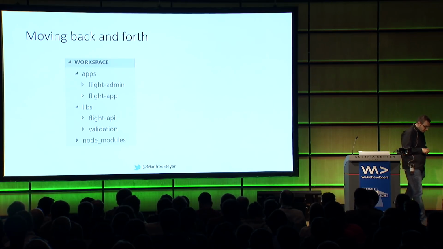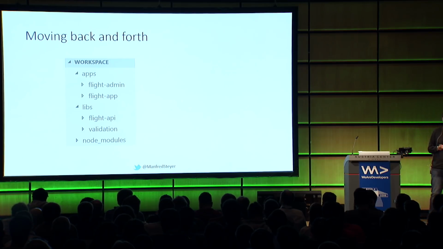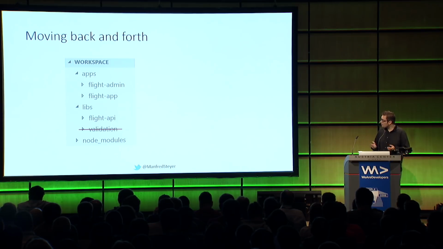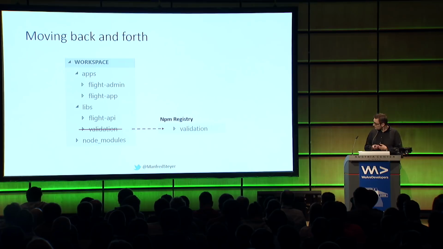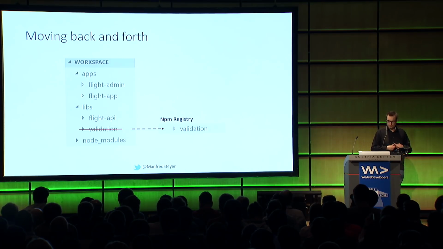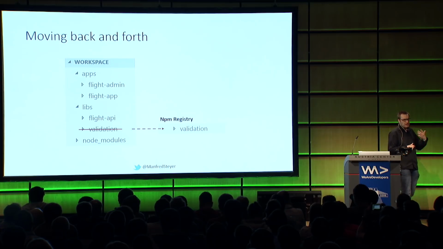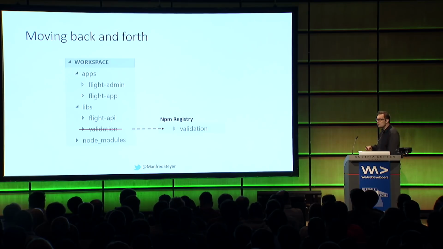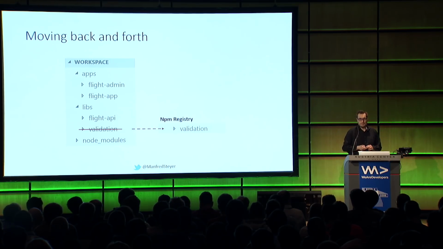The good thing about monorepos is that you can move back and forth. That means that you can take a library, for instance, this validation library here, and put it into an NPM registry as an NPM package. That means when you say, hey, this part is major enough and other project teams need it too, you can just take it out and provide it for other people.